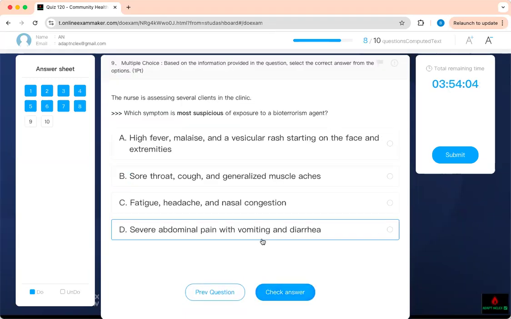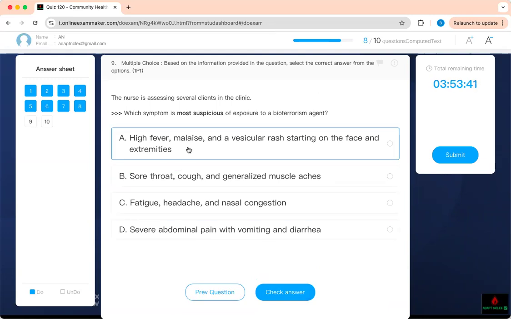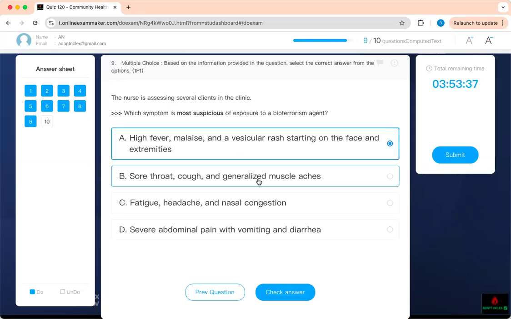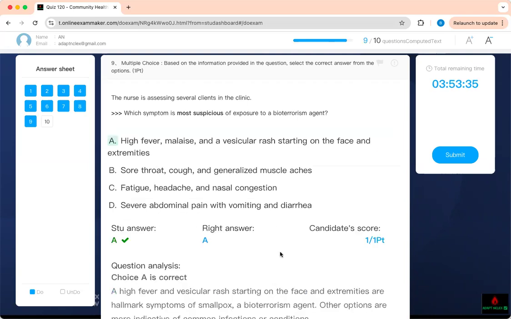A nurse is assessing several clients in the clinic. Which symptoms are most suspicious of exposure to a bioterrorism agent? You're usually going to have systemic manifestations, skin infection, and other things. Severe abdominal pain, vomiting, and diarrhea are not specific. Fatigue, headache, and nasal congestion sound like flu. Sore throat, cough, and generalized malaise are not specific. High fever, malaise, and a vascular rash starting on the face and spreading to the extremities look like exposure.